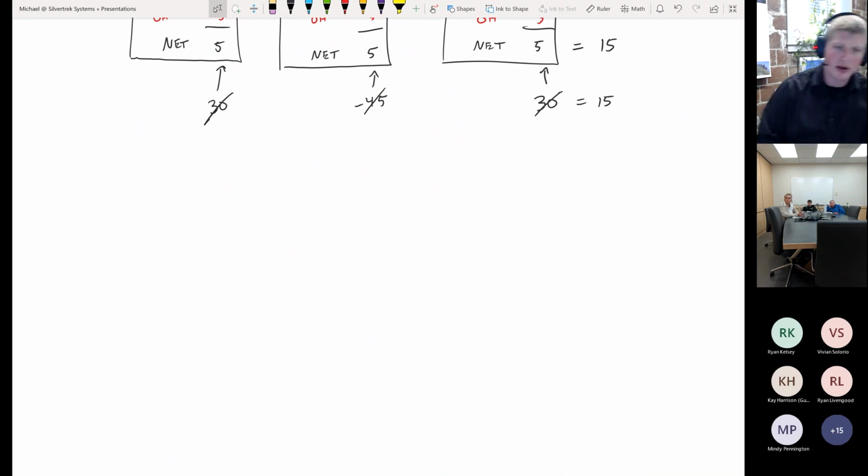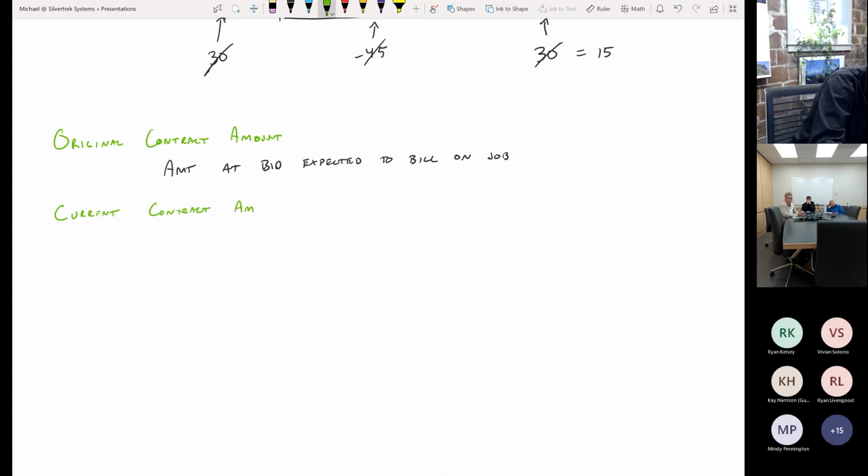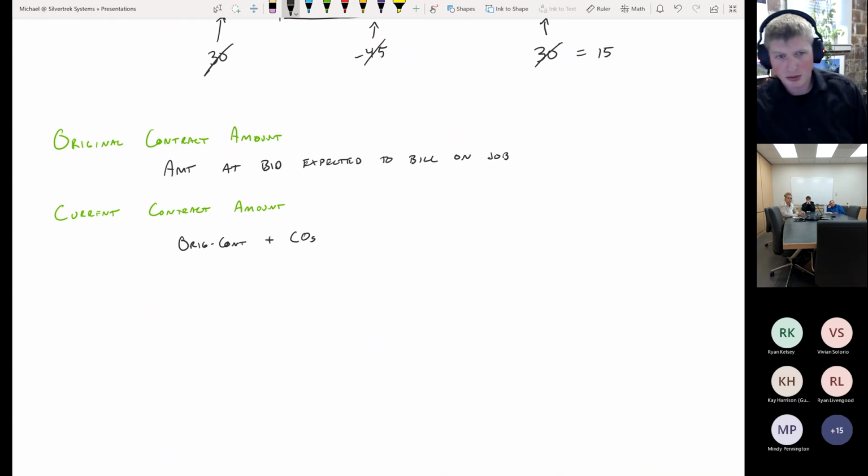I've already used them here, but we're going to talk about those and some additional ones that are really important to know. First of all, we have what is called the original contract amount. This is the amount at bid expected to bill on the job. Then we have what is known as the current contract amount. And this is simply the original contract amount plus change orders. The original contract amount plus change orders.